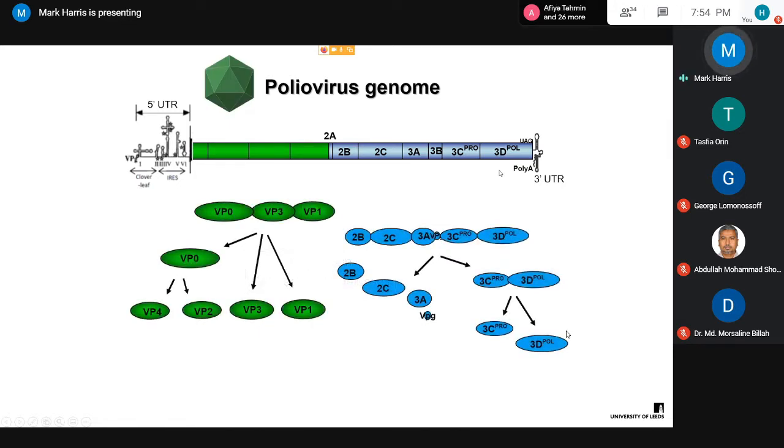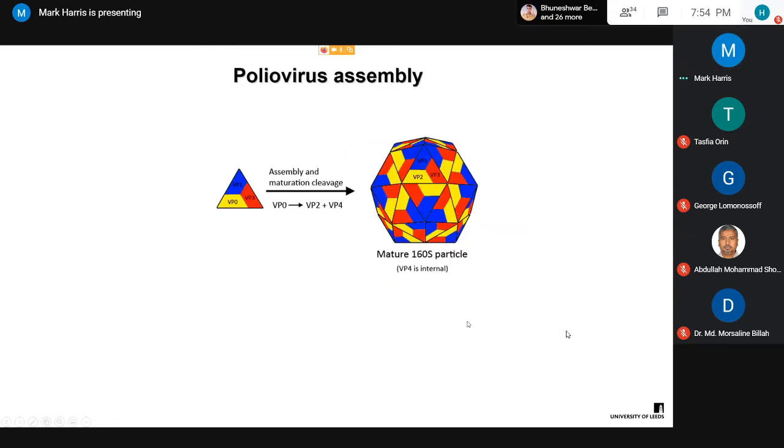So when translated, it's also cleaved up. So it's a polyprotein that's cleaved up into the structural regions here in green, non-structural regions in violet, blue. And these include proteases such as this 3CD and this 3C, which are involved in cutting up this polyprotein and are also important in our vaccine strategy.